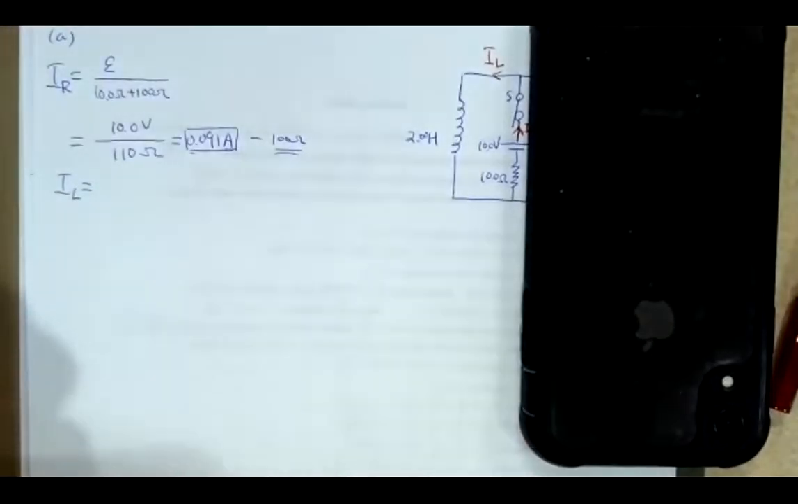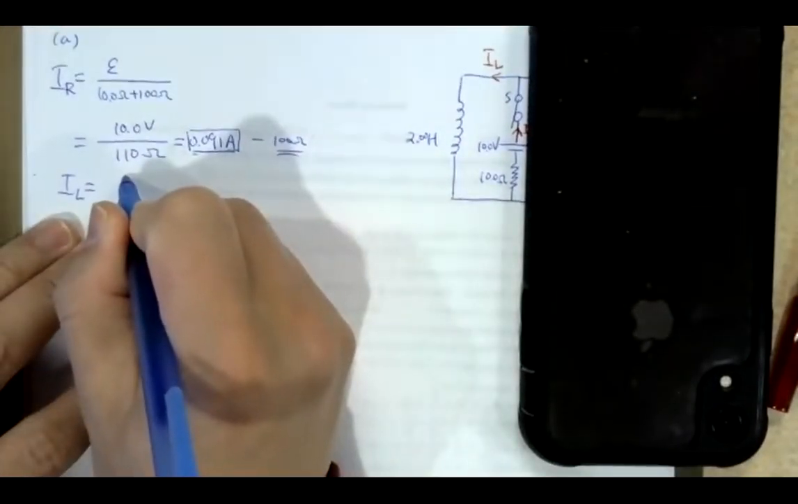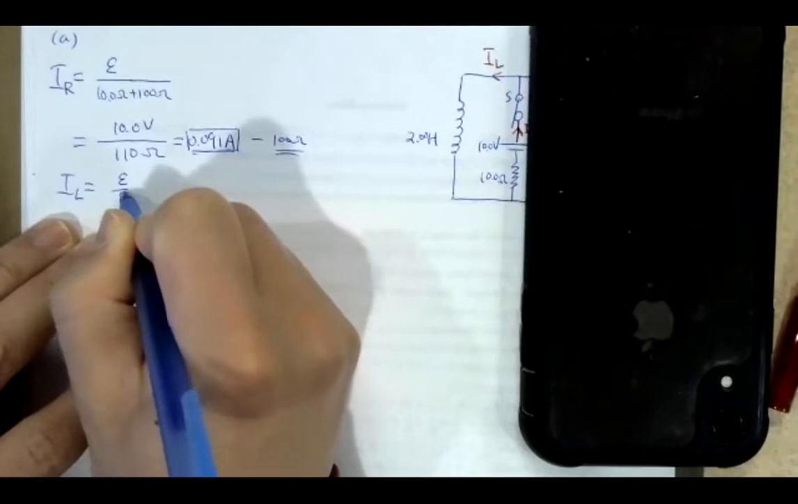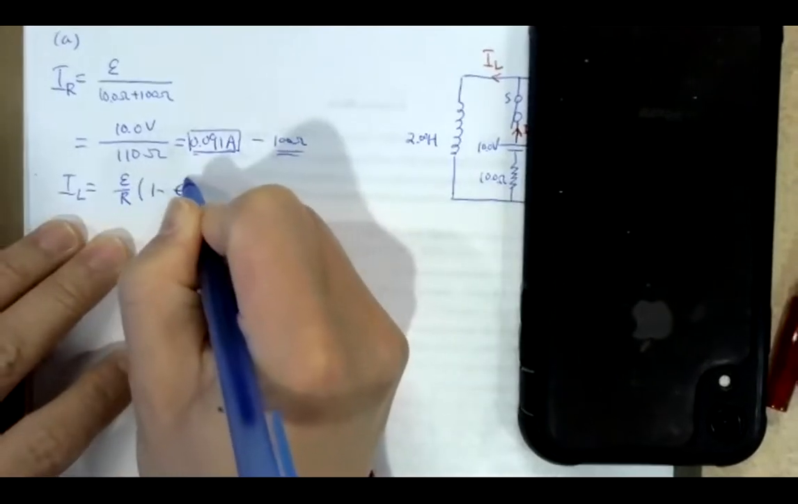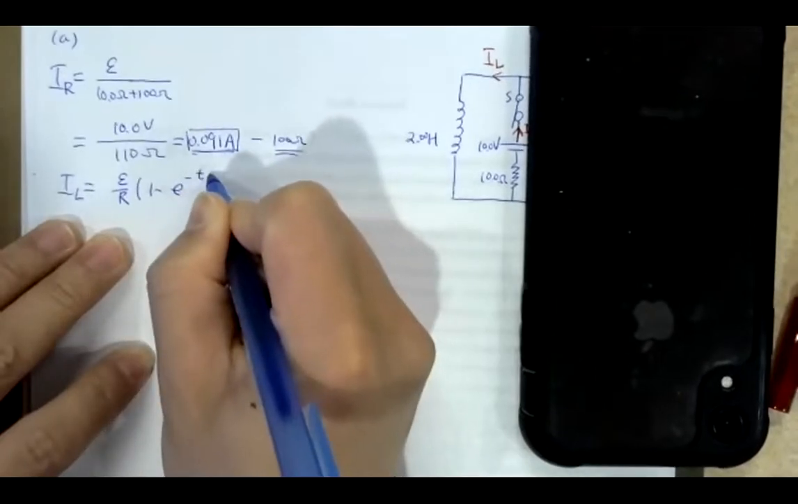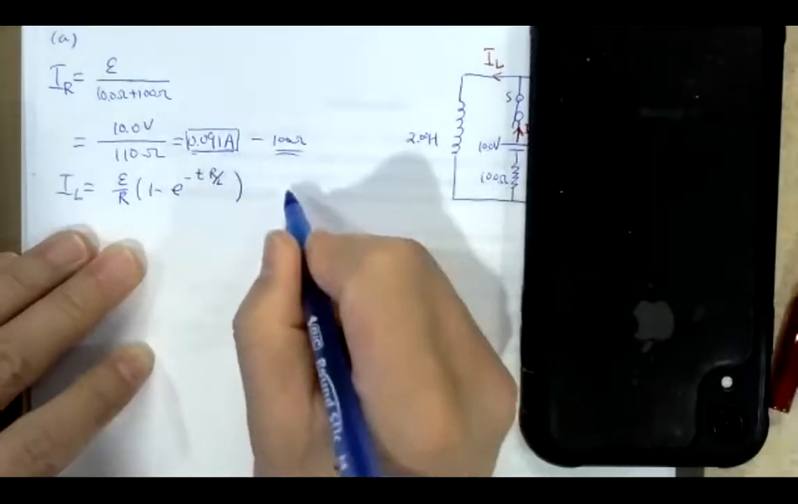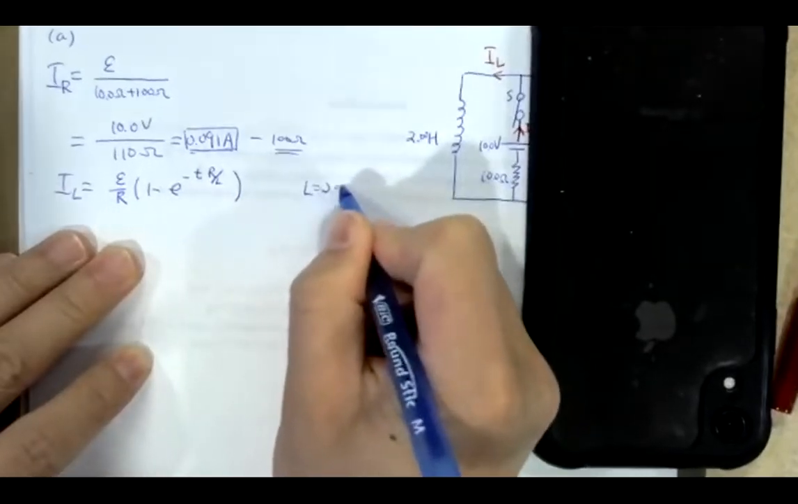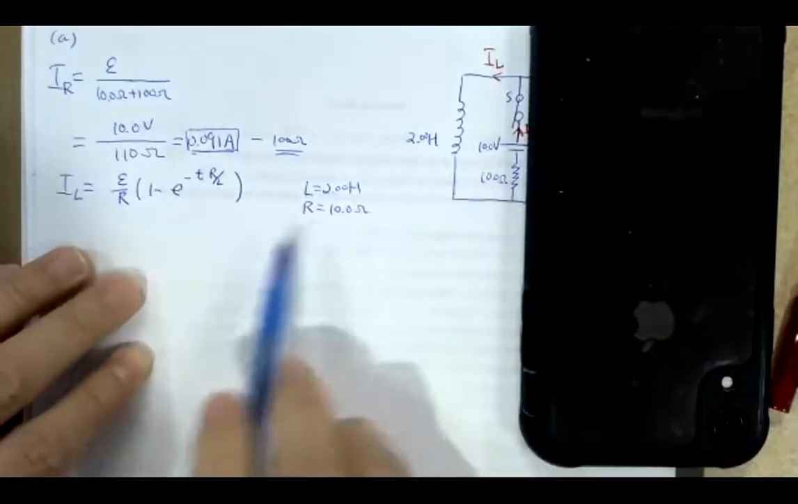So this is an inductor. Then you will be using the equation for when the switch is closed for an inductor, which is epsilon over R, right, times 1 minus e to the minus t times R divided by L. Okay. In this case, your L is the 2 Henry. Your R is the 10 ohms.